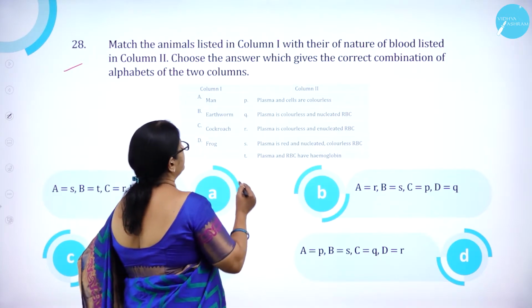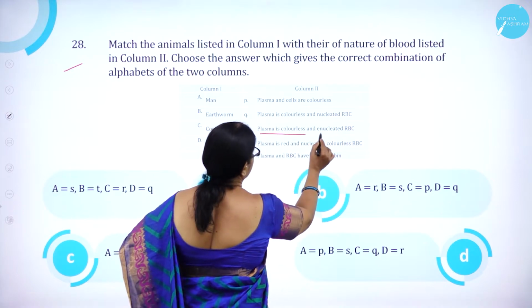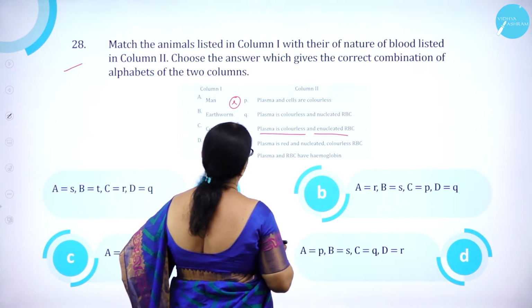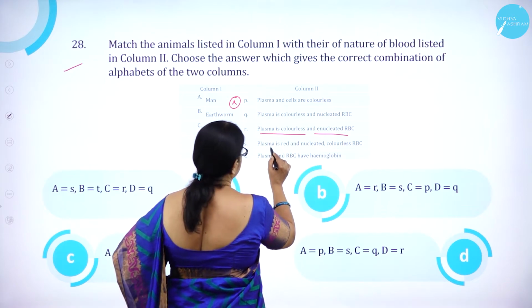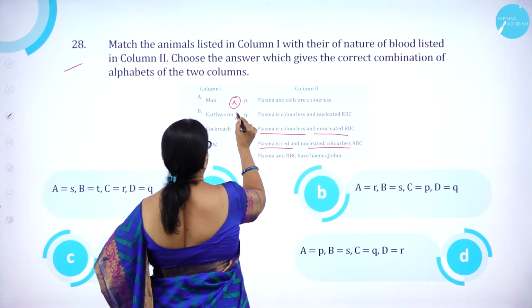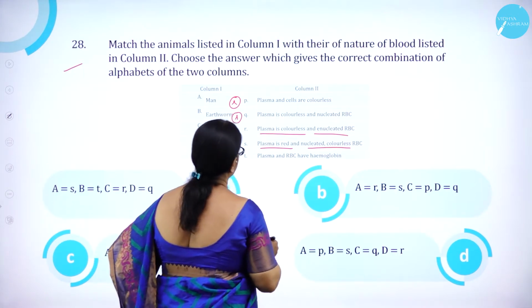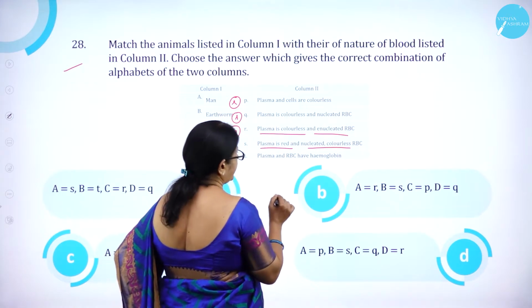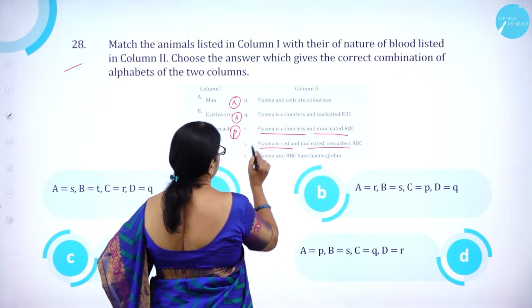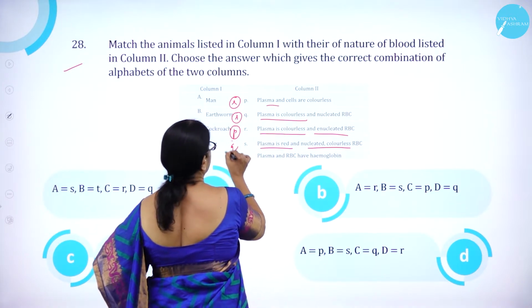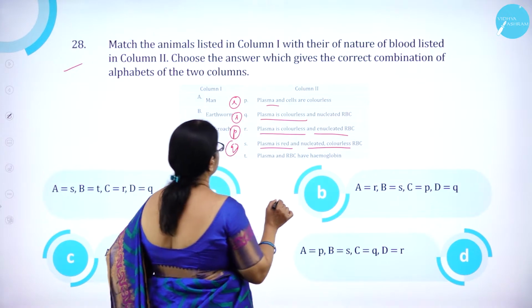So man: plasma is colorless and enucleated RBC. Then earthworm: plasma is red and nucleated colorless RBC. Then cockroach, P: plasma and cells are colorless, right? Then frog: plasma is colorless and nucleated RBC. That is Q.